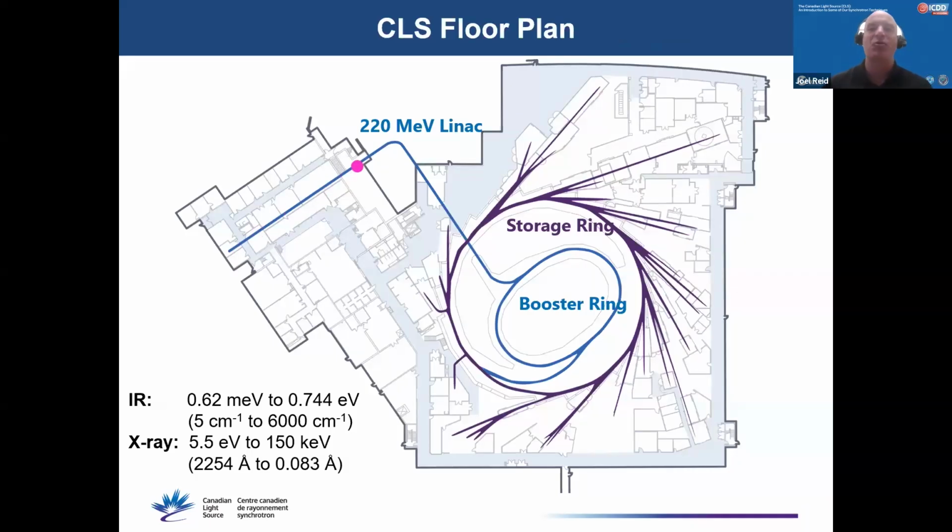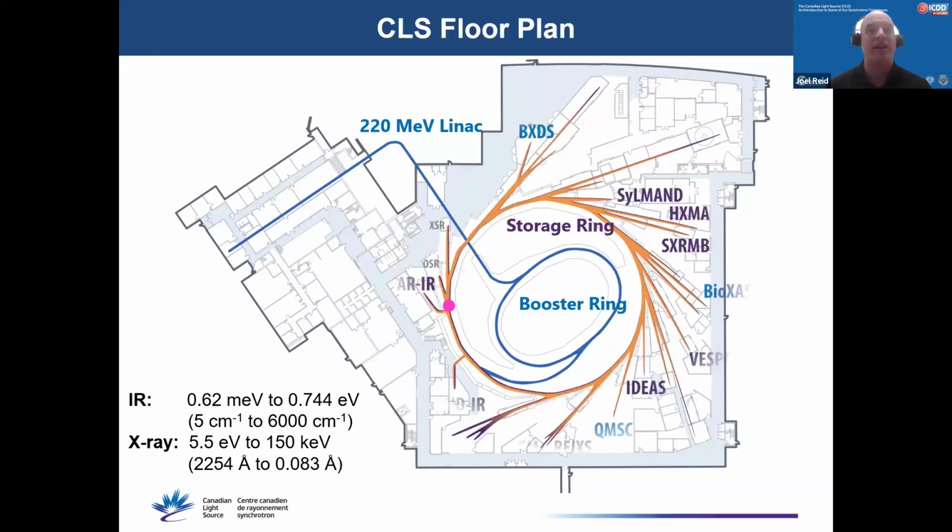The CLS is a relatively small synchrotron facility, but we have a wide range of techniques. Everything from the far infrared region to very hard X-rays that get used for scattering and computed tomography. Generally, as you go around the ring counterclockwise, starting at our far IR beamline, the energy increases from the milli-electron volt range to over 100 kilo-electron volts at BMIT.